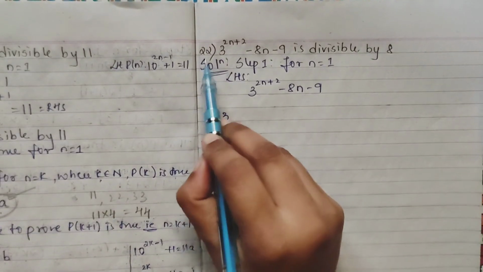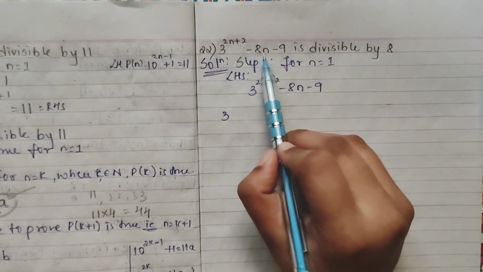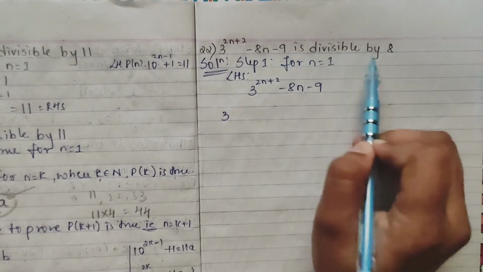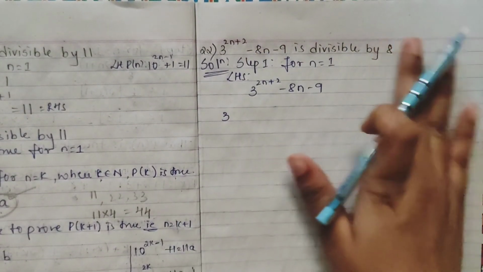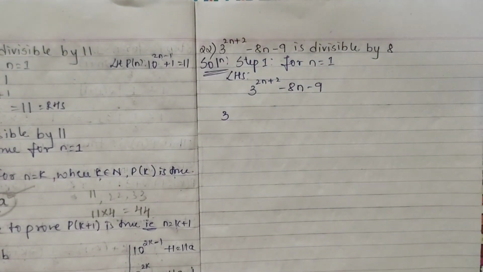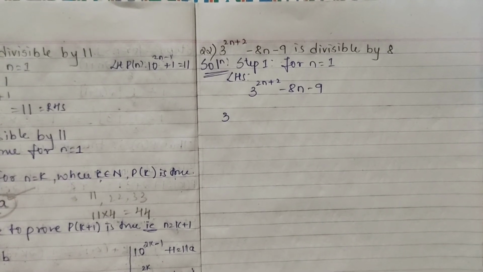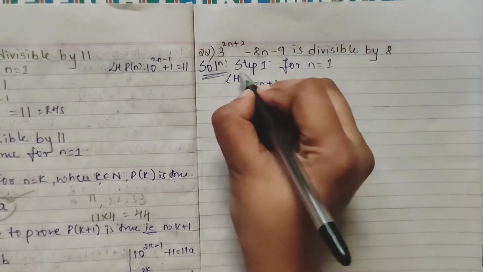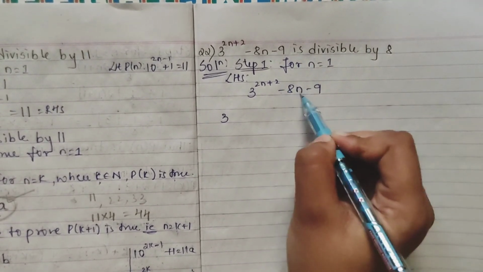Next question is 22, in the same pattern. 3 raised to 2n plus 2 minus 8n minus 9 is divisible by 8. Same, this is an equality: divisible by means this will be your right-hand side and the other your left-hand side. So we will go for our step 1, that is, for n equal to 1 we will show. So we will consider our LHS part: 3 raised to 2n plus 2 minus 8n minus 9.